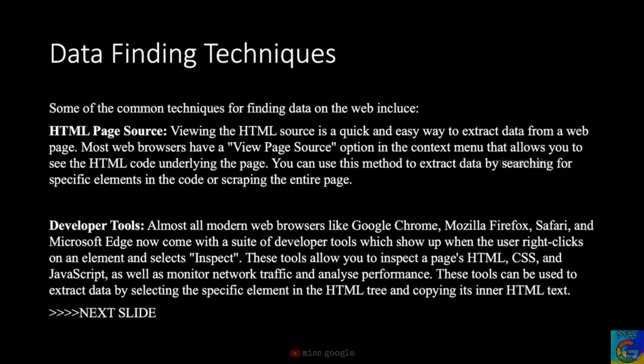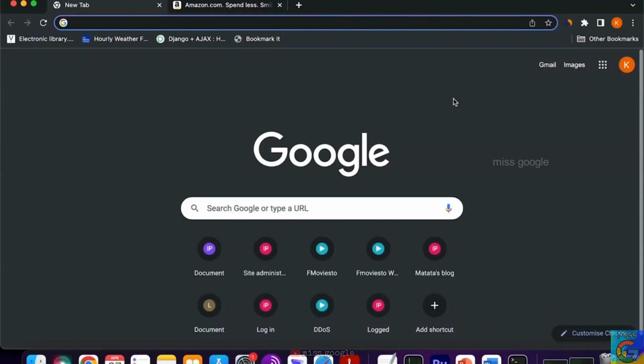So this section will be covering data finding techniques, and as you can see, we have a normal Google page here at the beginning homepage. Really, data has become increasingly important to businesses and individuals alike. Finding and extracting data from the web has become a crucial skill in today's digital age, and luckily there are several techniques that you can use to extract data from a website.